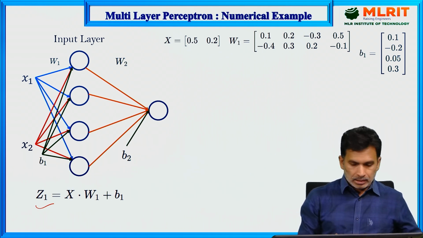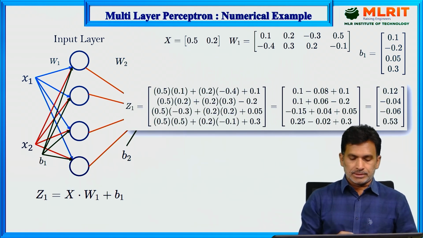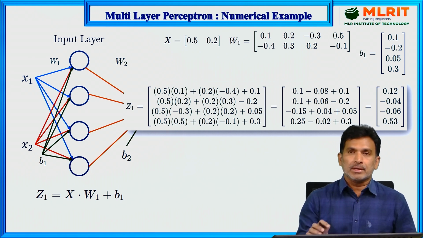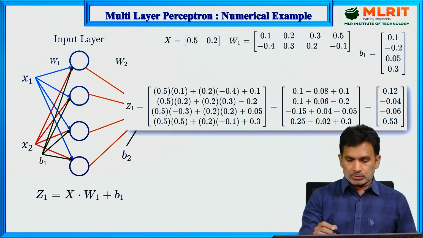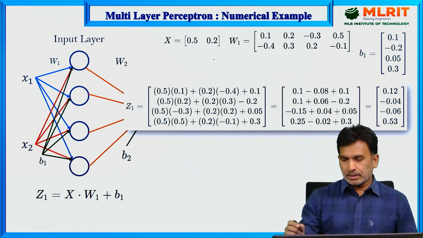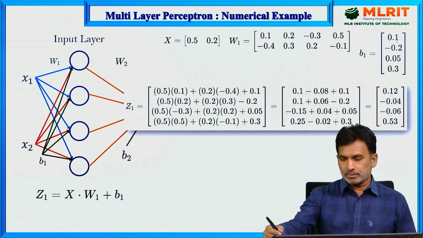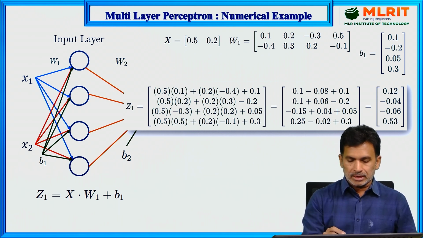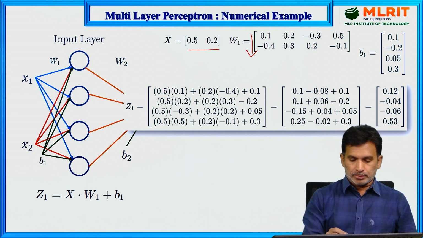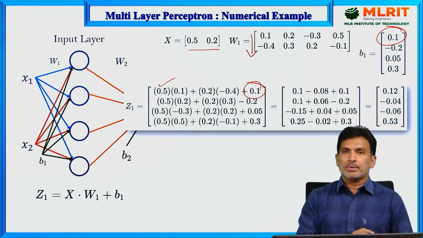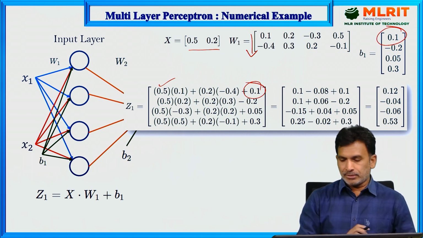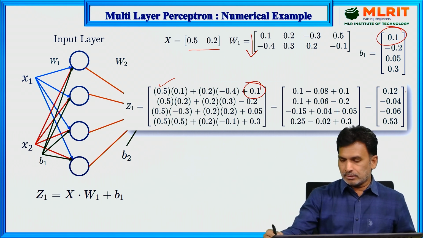If you do the calculation, this is the way we can evaluate: the dot product of these two, and then add the bias term. Here you can see the dot product: 0.5 times 0.1 plus 0.2 times minus 0.4, plus the corresponding bias term 0.1, and similarly for all the remaining ones. These are the values produced.